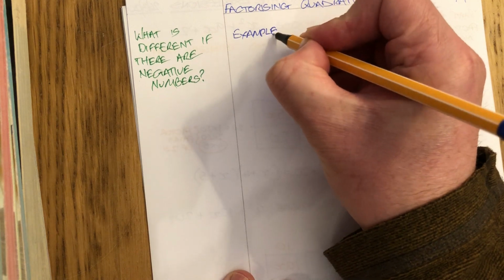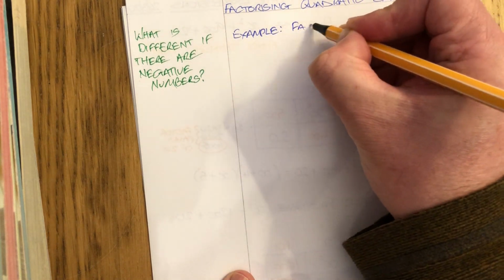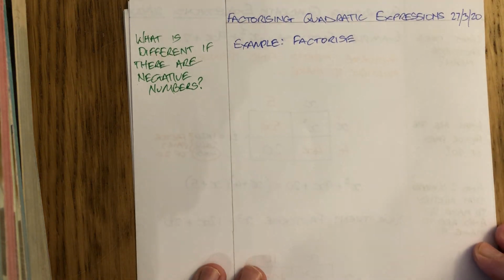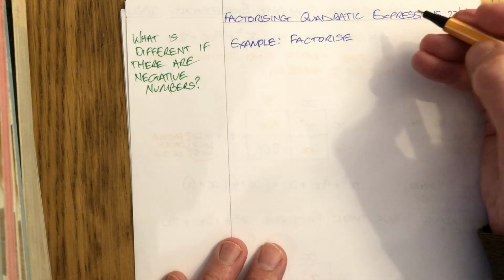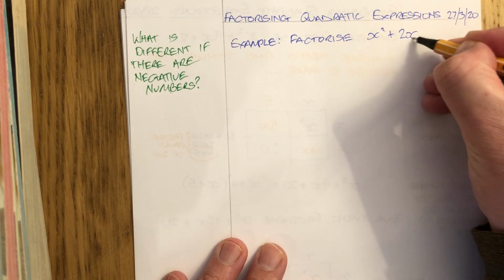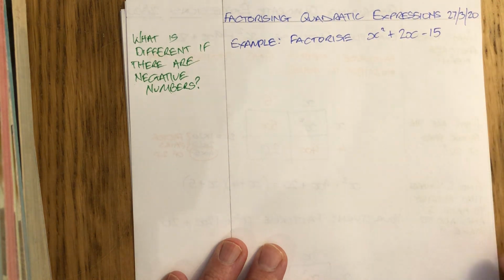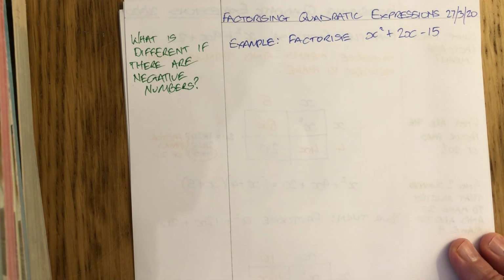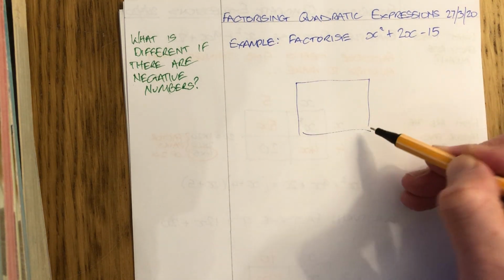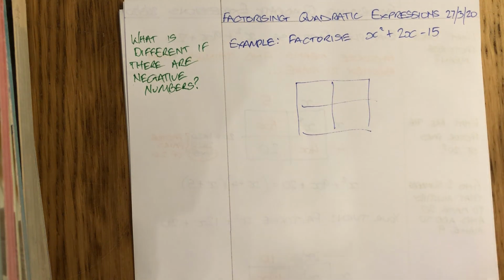So, as before, write out the question. And again, it says factorise. We can look back at yesterday if we're not sure what factorise means. And this time, x squared add 2x, take away 15. All right. So, we know that factorise is to do with multiplication. So, we draw out a multiplication grid.